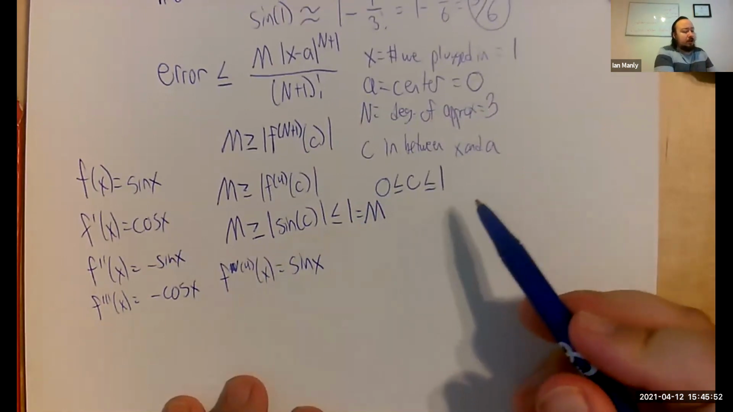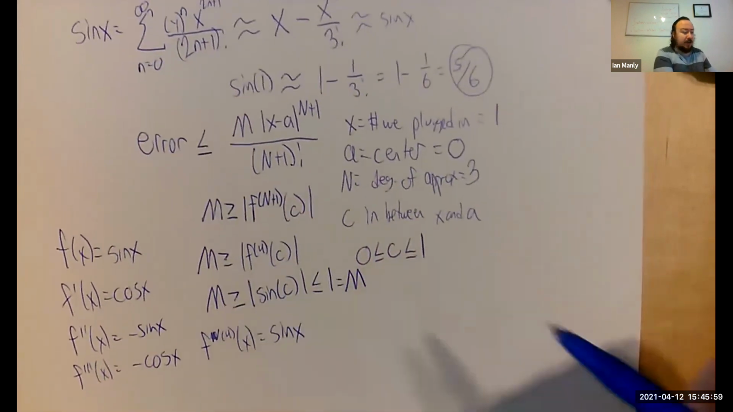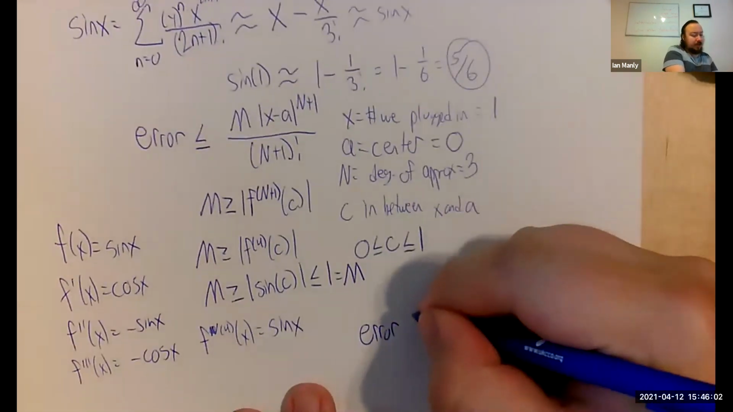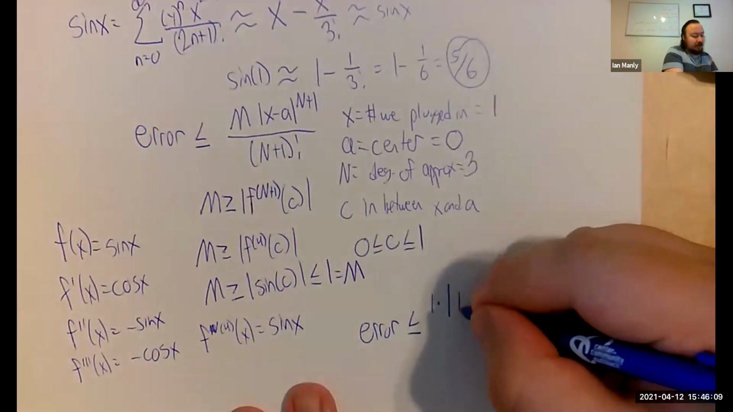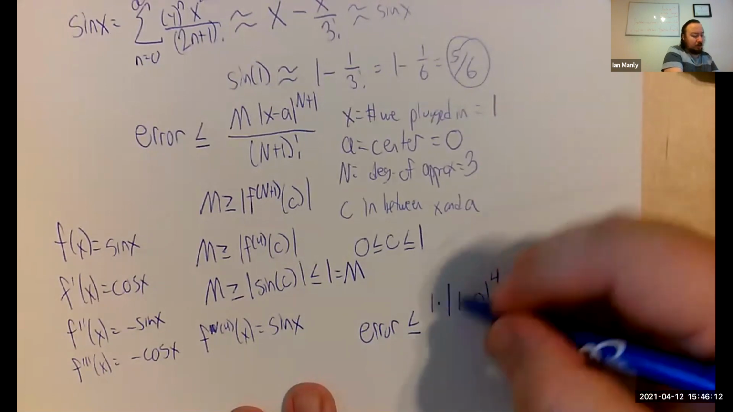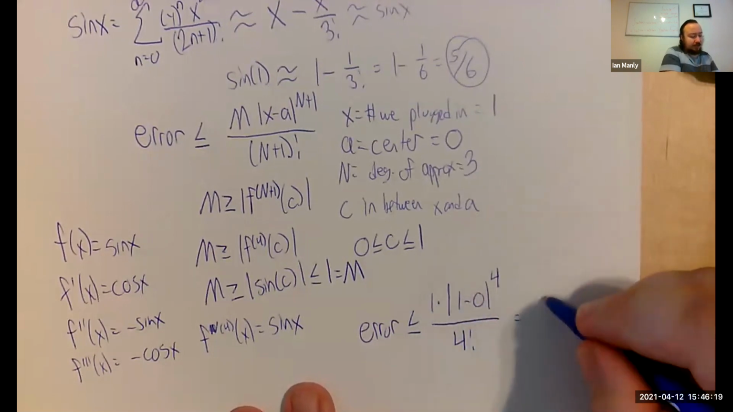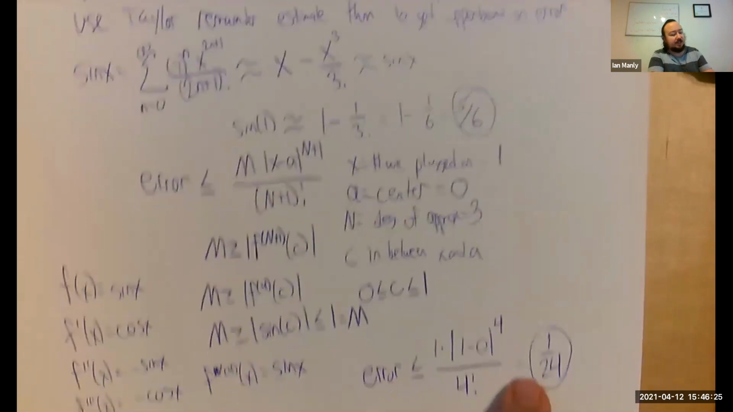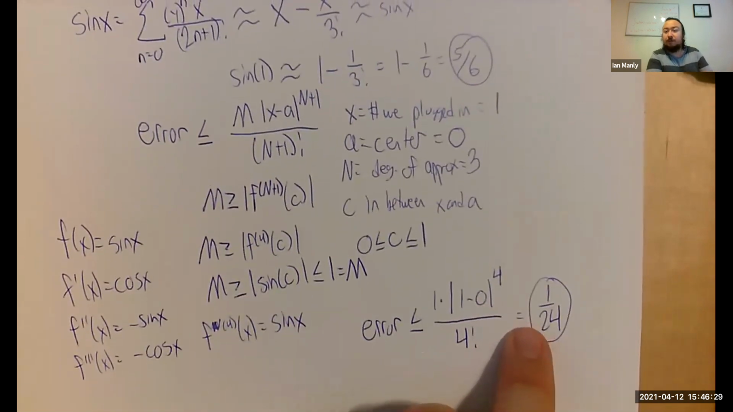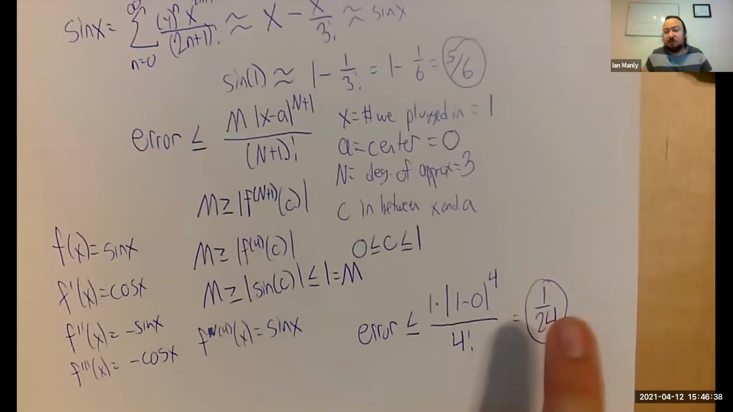All right, so we know what all of our ingredients are. We know x is one, a is zero, n is three, and m is one. So now we know everything we need to know to compute our error here. We have m is one, so we have one times the absolute value of one minus zero to the fourth, divided by four factorial. So all this is one, so this ends up being 1/24. So with this approximation of 5/6, we know that it's going to be within 1/24 of the true value of sine of one. We can't be any further away from the true value than this.